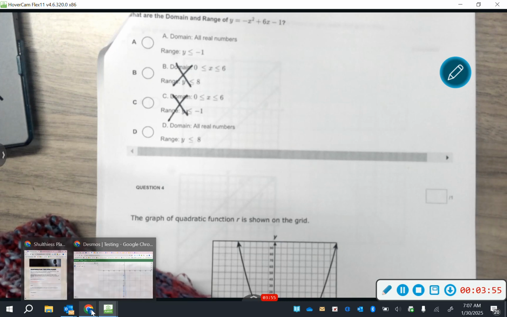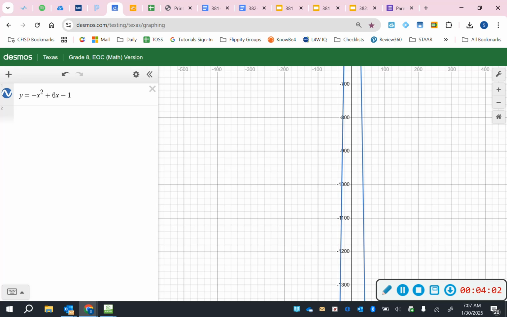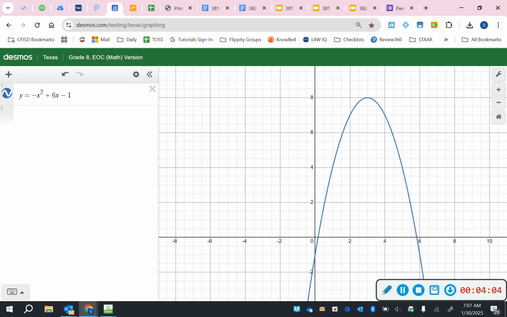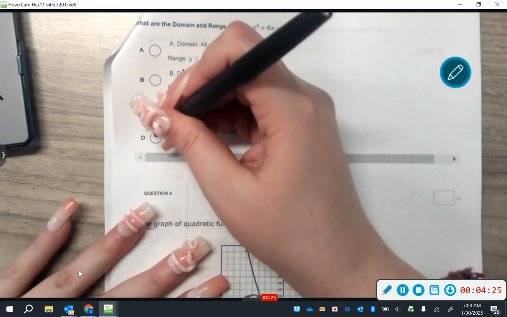Well, my range goes bottom to top. There's nothing stopping this graph from going down. We've already seen that. But I do have a maximum point at 8. 8's the highest we can go. So it can be 8 or it can be smaller than 8. Our math way of saying that is y, because domain is x, range is y. Y is less than or equal to 8. So our answer for this one has to be D.